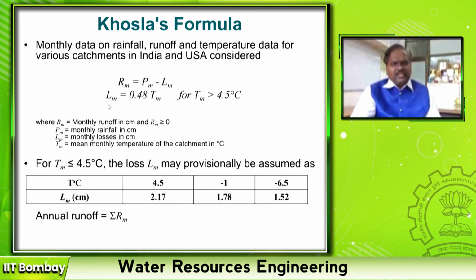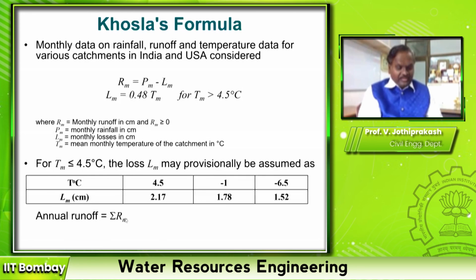Then loss is 0.48 of the mean monthly temperature. If the temperature is less than or equal to 4.5 degrees centigrade, then LM is given as a coefficient. Okay, LM may be provisionally assumed as a constant number, in centimeters. Rainfall and runoff should both be in centimeter units. Then you estimate for every month and add for the whole 12 months, and you will get the annual runoff. So I have one question about this Khosla. I would like to find out where Professor Khosla has worked.